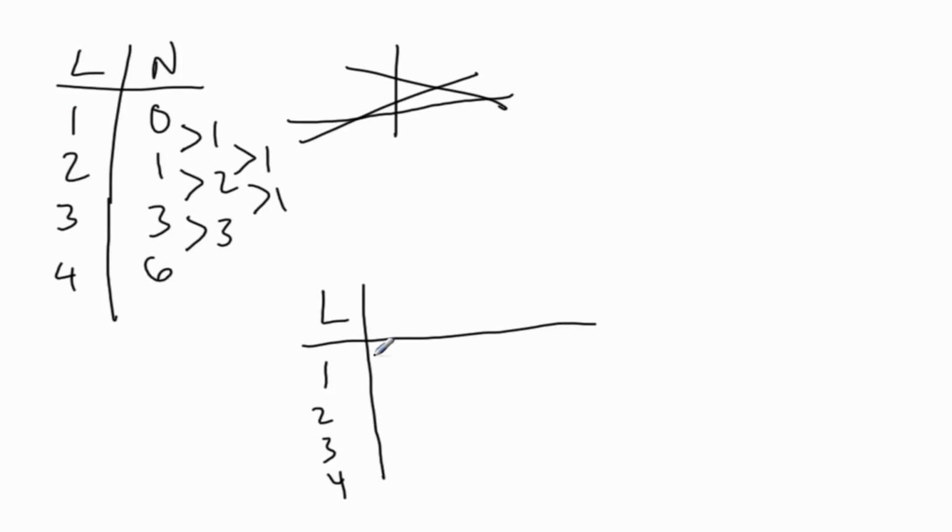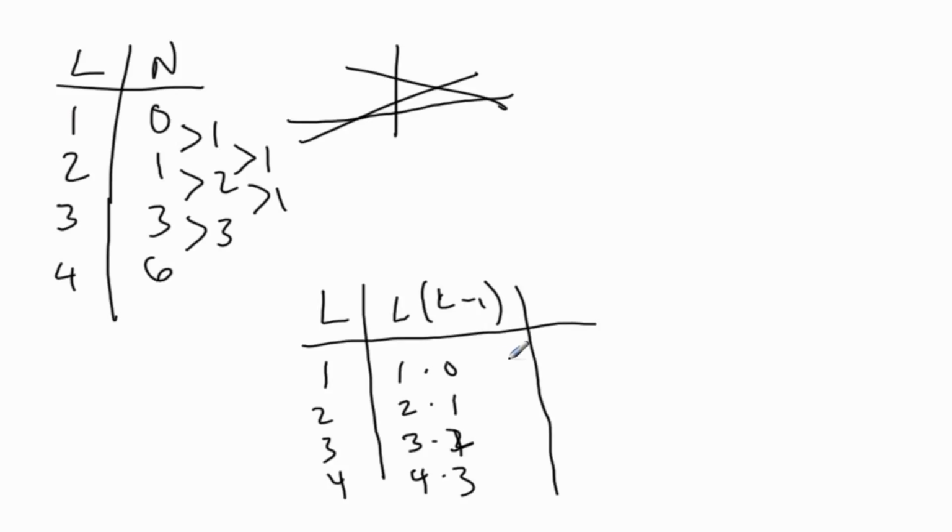Well, if I try L times L minus 1, like we were doing in class, then I know it's 1 times 0, 2 times 1, 3 times 2, 4 times 3. And when I do that, I get 0, 2, 6, 12. And these are almost the same as those. What I notice is that they're off by 2. So I'm going to divide by 2. And so I get 0, 1, 3, and 6.